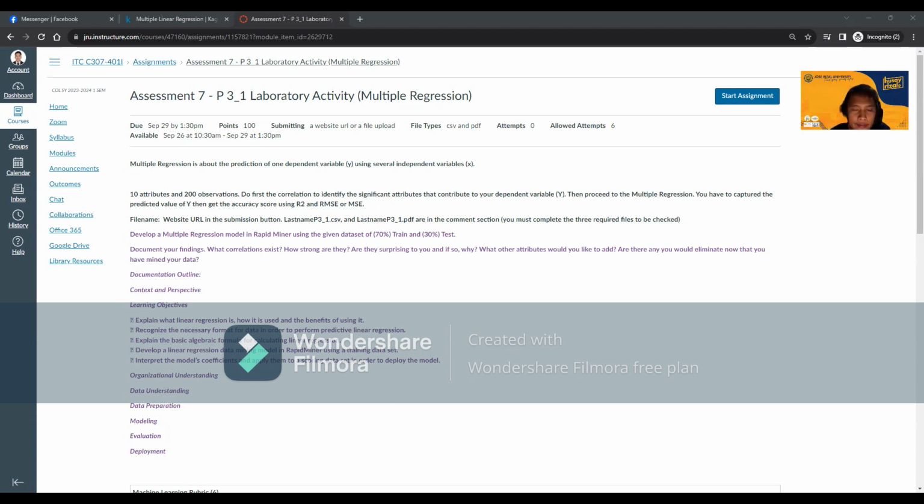So in this explanation, I will describe my approach to assessment 7 on P31 of the laboratory activity, multiple regression.